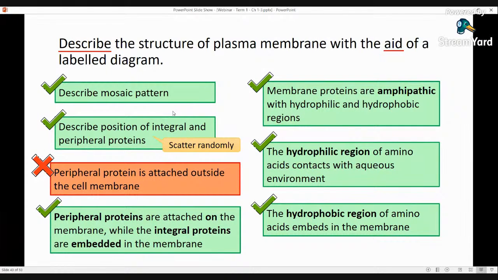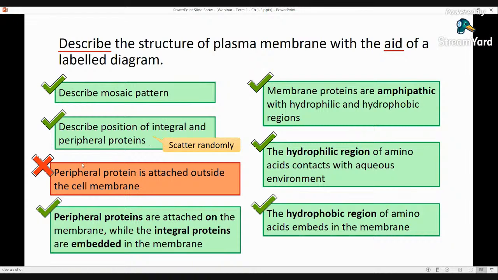Okay, once we finish discussing the fluidity, now we talk about the mosaic pattern. The mosaic pattern, we want to talk about the scattering arrangement of the proteins, the integral proteins and peripheral proteins. They scatter randomly in the plasma membrane.